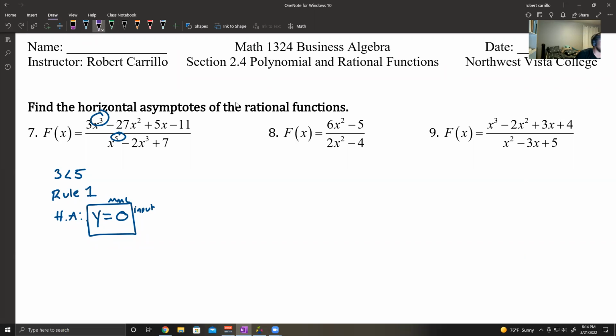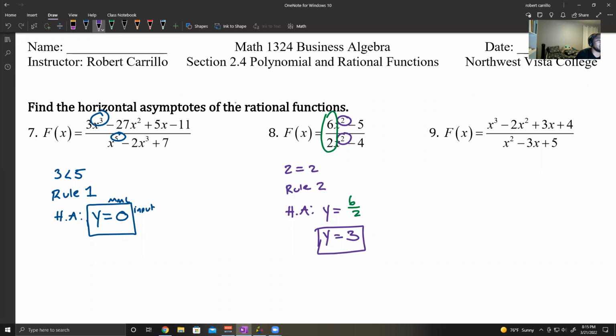Number 8, same thing. What is the degree of the numerator? 2. Degree of the denominator? 2. Are they equal? Yes. What rule is that? Rule 2. That means that if we use rule 2, our horizontal asymptote is the leading coefficients over one another. So it's 6/2, but that reduces to what? 3. There you go. Your horizontal asymptote is 3.